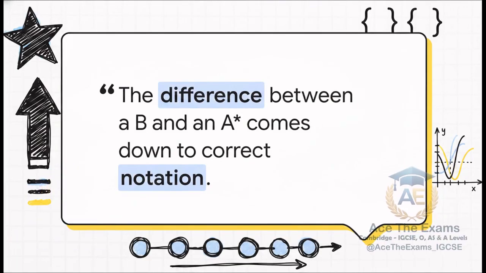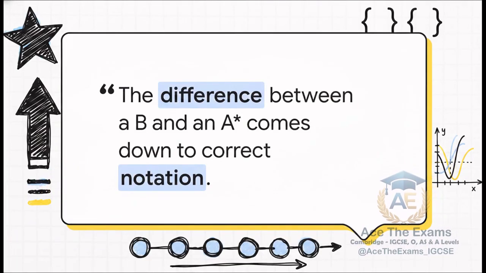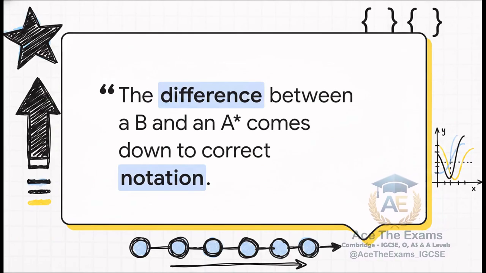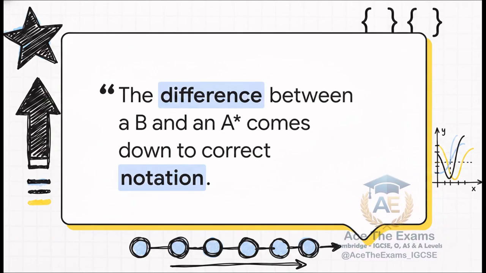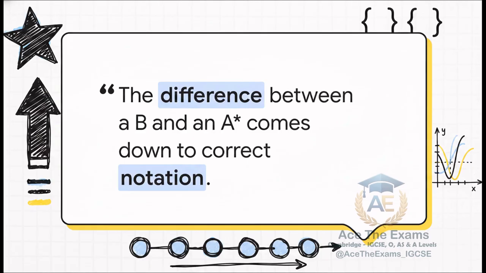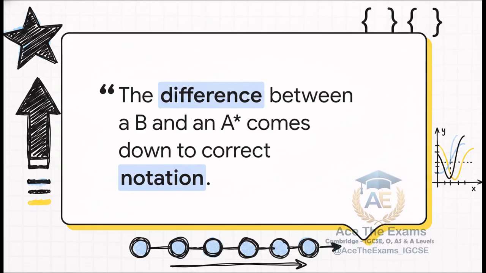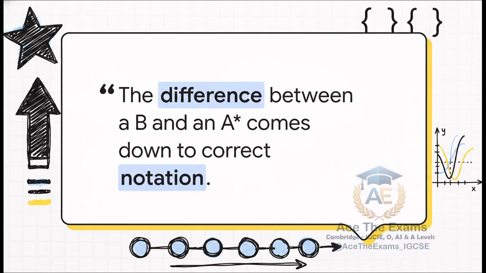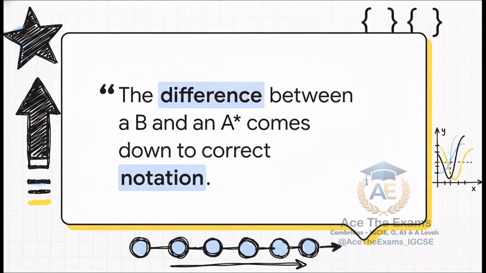I want you to listen to this intel straight from the senior examiners themselves. They state the difference between a B and an A star in additional mathematics often comes down to how well you understand writing domain and range using correct notation. That is a massive game-changing statement.